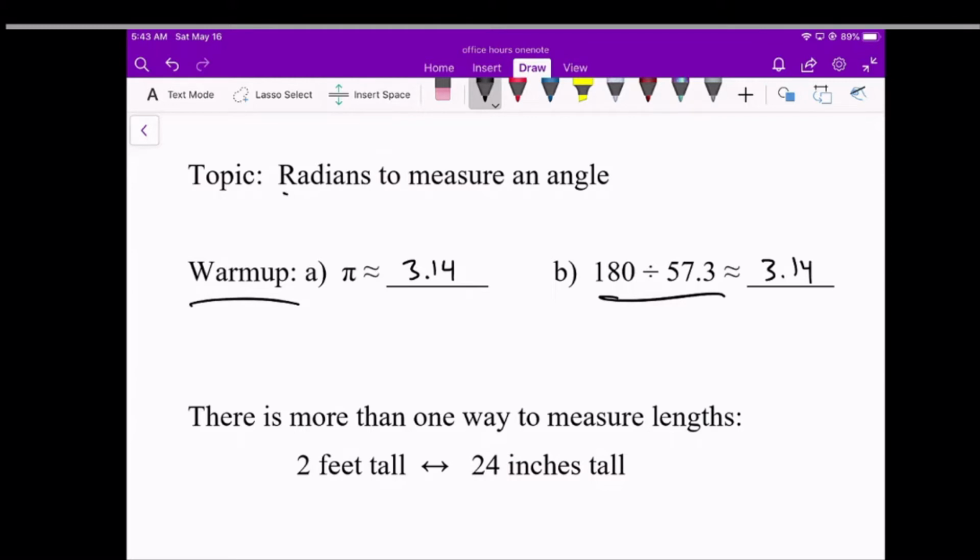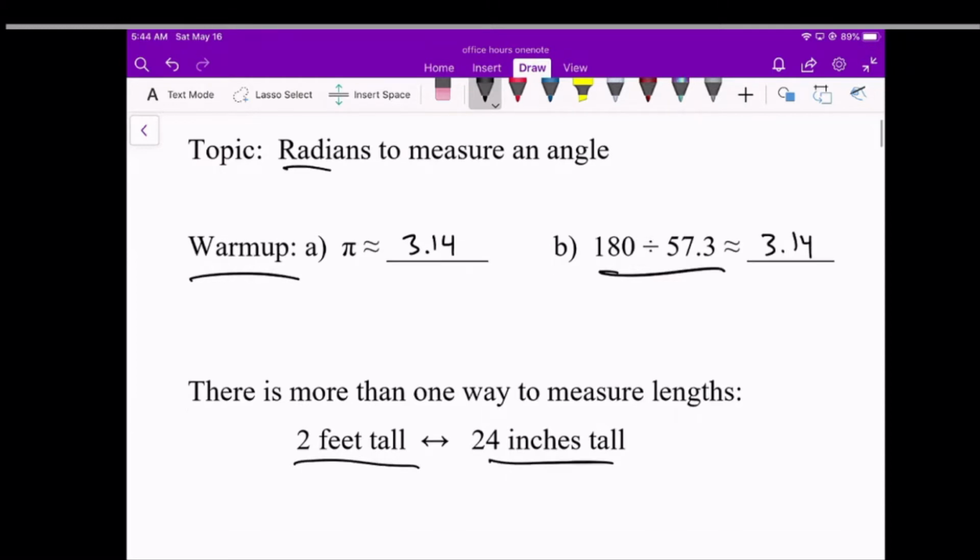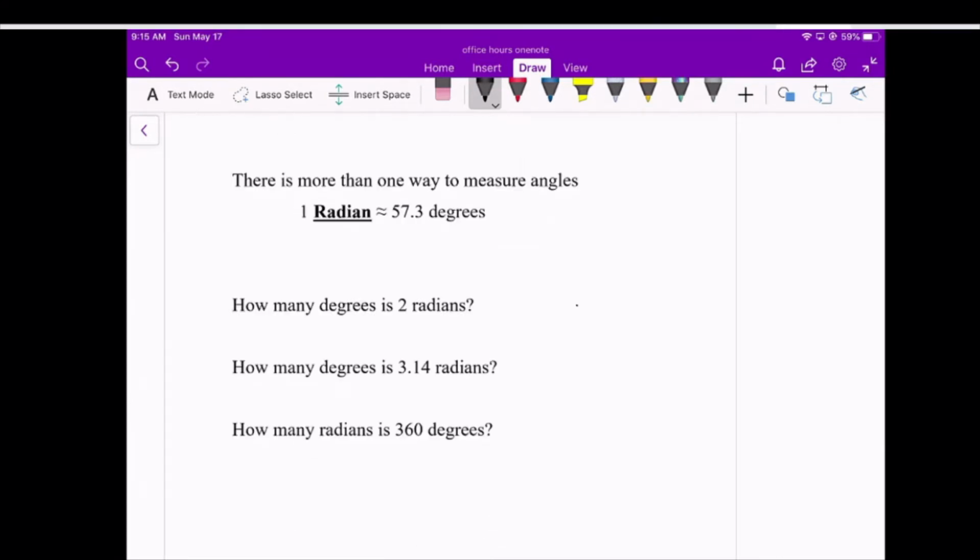Again, the topic for today is radians, which is another way to measure an angle. Just like with lengths, there's more than one way to measure a length. We could say something's 2 feet tall. We could also say it's 24 inches tall. They mean the same thing, it's just different units. So again, the topic for today is radians.